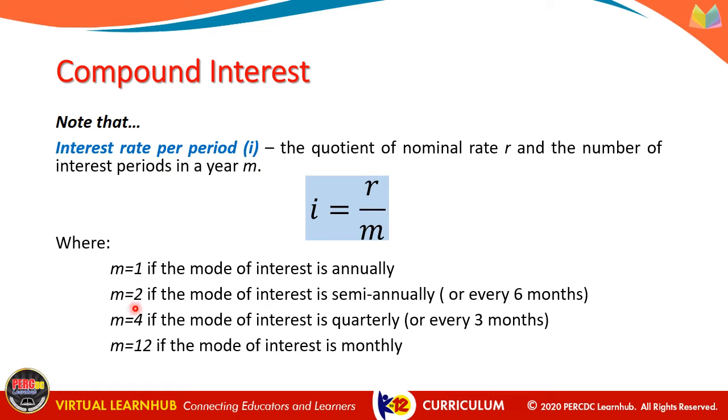m is equal to 2 if the mode of interest is semi-annually or every 6 months. Semi-annually means twice a year, and that is every 6 months. Okay? m is equal to 4 if the mode of interest is quarterly. We have 4 quarters in a year. That is every 3 months. One year has 12 months, so 12 months divided by 4 quarters, 1 quarter is equal to 3 months. And m is equal to 12 if the mode of interest is monthly.